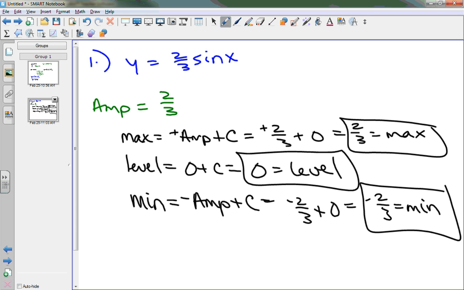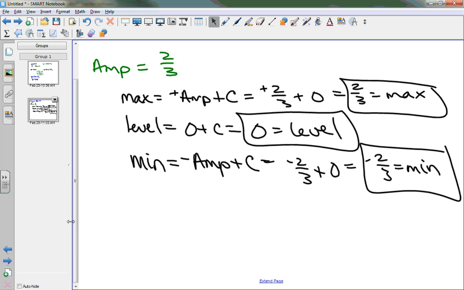Do we all understand where to get your max, level, min from? Yes or no? Positive amp plus C, level plus C, which is 0 plus C, and then your minimum is negative amp plus C. We good? All right. Now what do I need to find? Your period. How do you find your period? 2 pi divided by the absolute value of B.